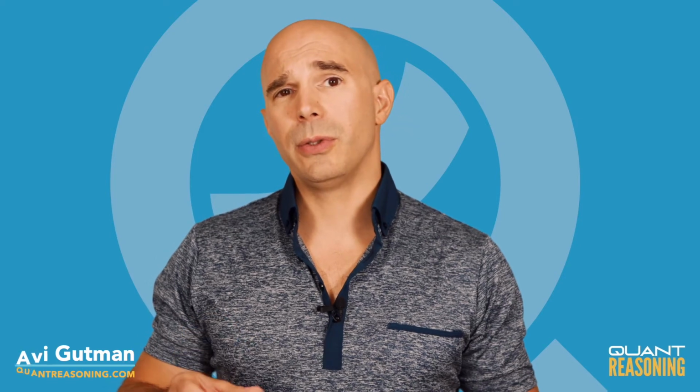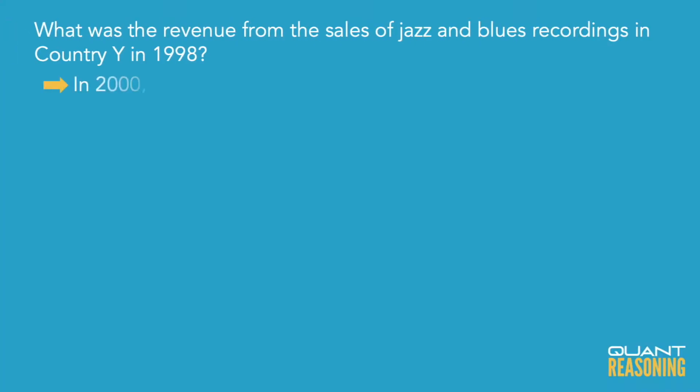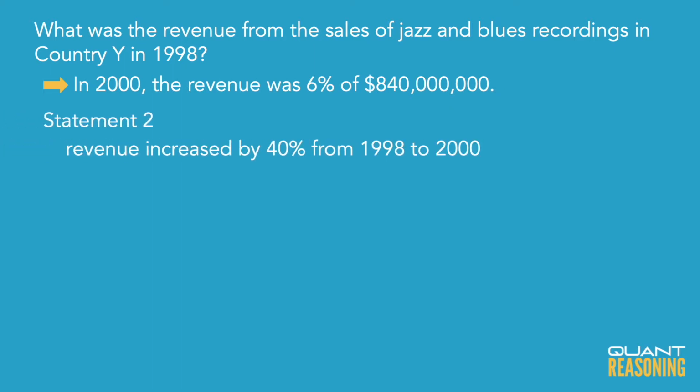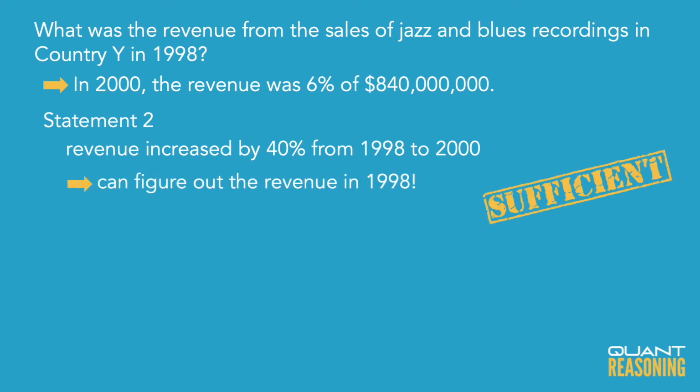Now, statement 2 seems like it has a much better chance of being sufficient on its own because it's giving me that connection between the thing that I'm interested in, 1998, to the thing that I know in 2000. Specifically, it says that the number increased by 40% from 98 to 2000. And remember, I know what the number is in 2000. Can I figure out what was the starting point from which a 40% increase led me to whatever the number is in 2000? Yes, I can.